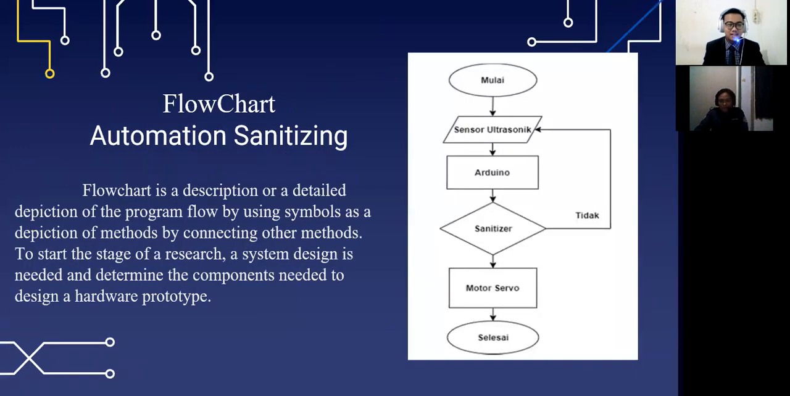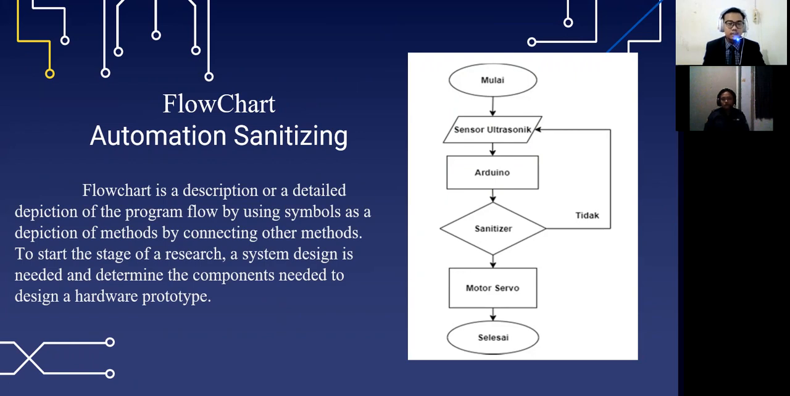Okay, in this slide, I will explain about the flowchart of automation sanitizing. A flowchart is a description or a detailed depiction of the program flow by using symbols as a depiction of methods by connecting other methods. This starts the stage of a research. A system design is needed to determine the components needed to design a hardware prototype, and it can be seen from the flowchart figure beside. The system will first start or turn on the entire system.